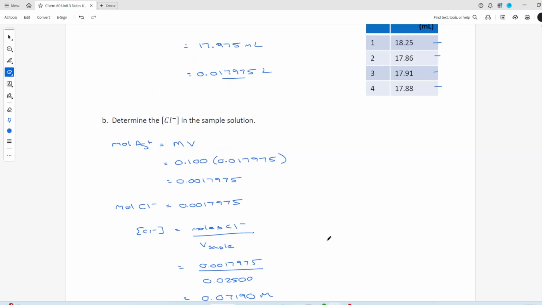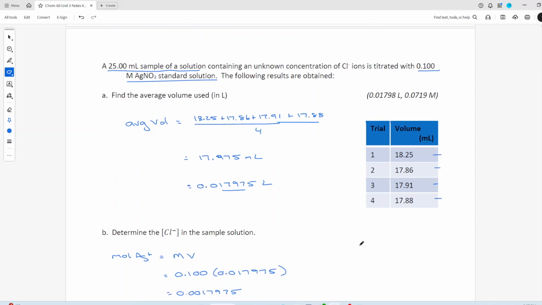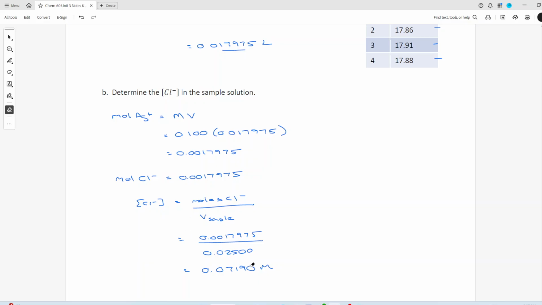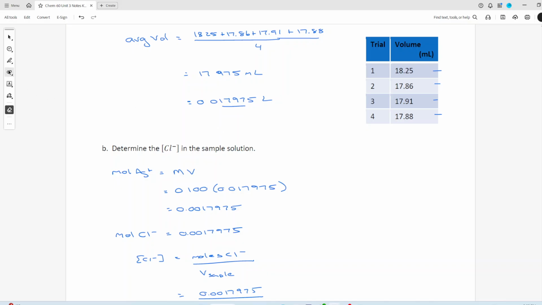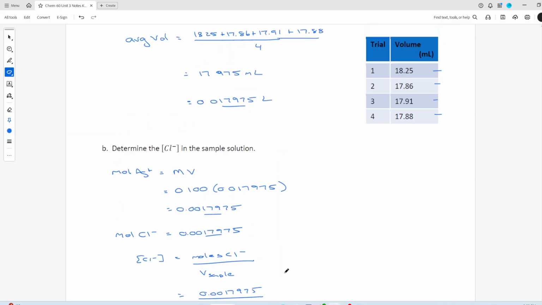So my concentration of my chloride ions is 0.07190. Oh no, sorry, it can only be 3 sig figs. I was thinking about my volume, which was 4, but then my concentration, actually, I think I might be right. No, because I had to go through moles. So when I did this, it was 3 sig figs, 3 sig figs. So then I was doing 3 sig figs divided by 4 sig figs, which would be 3 sig figs.